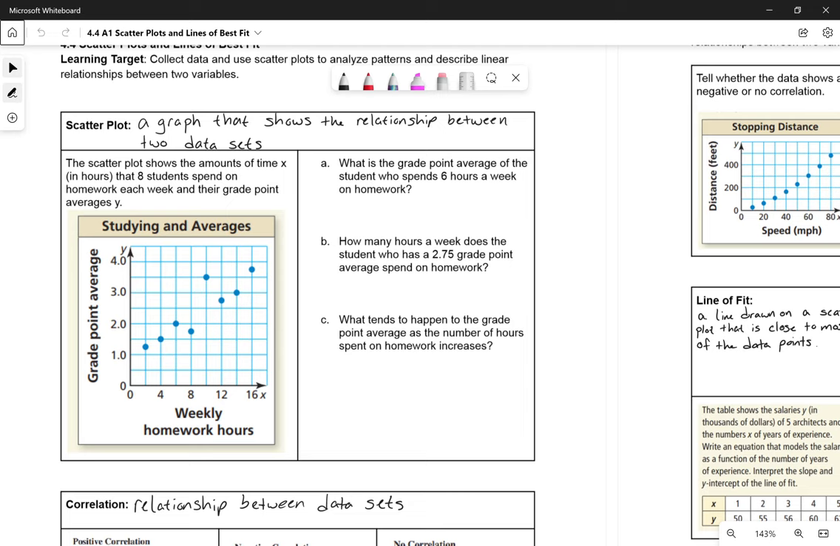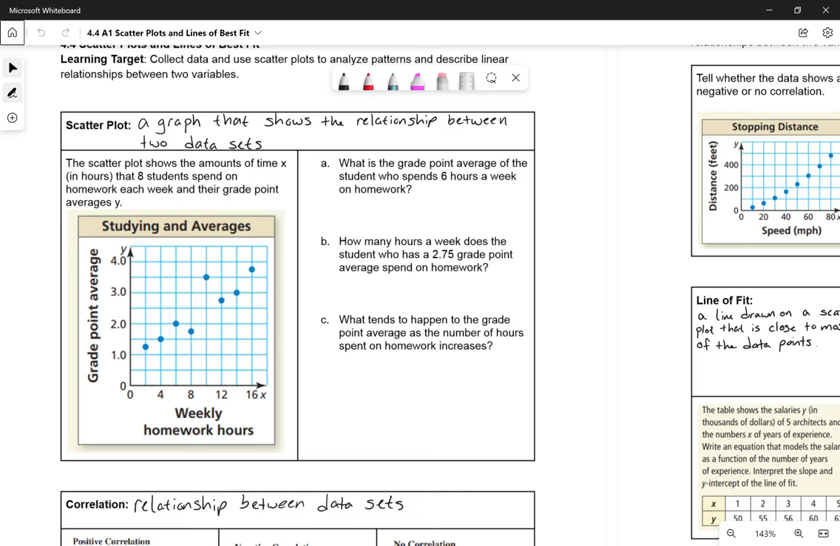The scatter plot shows the amounts of time, x, in hours that 8 students spend on homework each week, and their grade point averages, y. It is always good to familiarize yourself with both the x and y axis to understand what you're looking at. Our x-axis points out the weekly hours students spent studying, and our y-axis looks at the grade point average, or GPA, of those students. So we take a look at our first question.